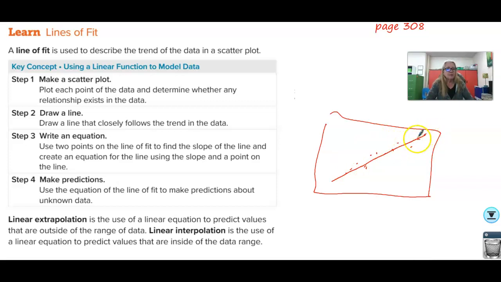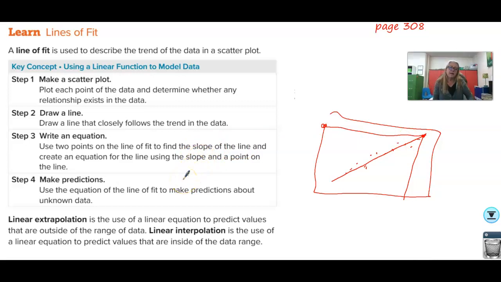Then if we wanted to make predictions for points that we don't have, we could. We could predict what the cost is going to be like at any point on, here and here. So that's what we're going to be doing here. We will make a scatter plot, we will draw the line, then we will write an equation for the line. We're going to pick the 2 points that are closest to our line of best fit, and those are the 2 points we're going to use to find slope, and then we're going to write an equation. With the equation, we can make predictions.